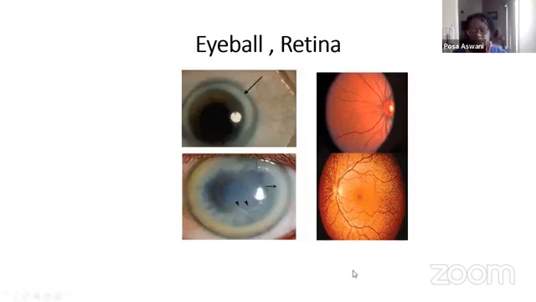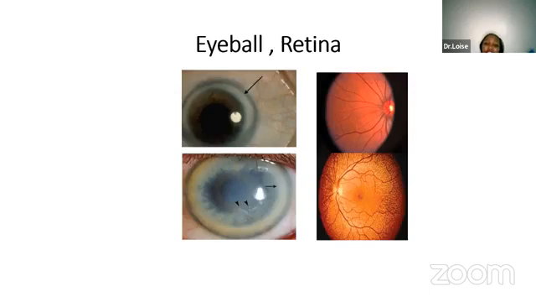Okay. The eyeball pictures that are out there were scary, so this is why I chose these ones that are a bit more lookable. The first picture where the arrow is showing, we call this condition arcus senilis.